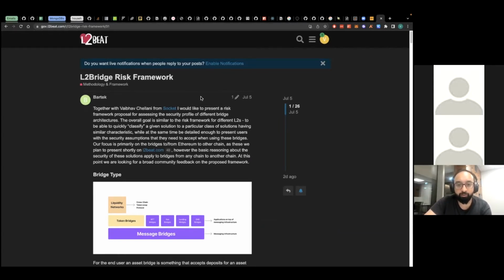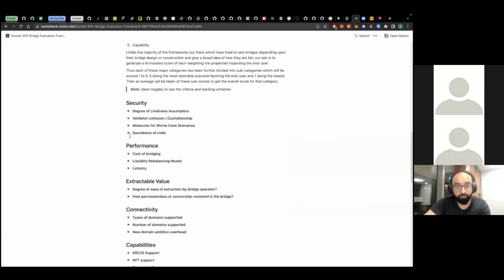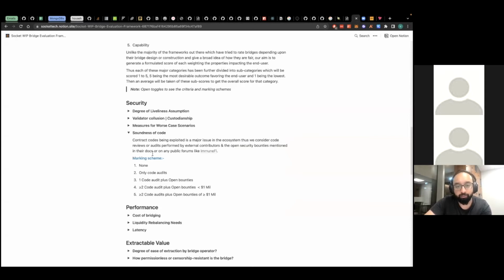What did you look at when measuring soundness of code? Yeah, it's pretty vague, to be honest. On our end, let me show you how we thought about this. So there we go. It was basically things like number of code audits, number of open bounties, and the dollar values for those. I know this is probably not that accurate, but a lot of bridges don't rate 5 right now, I think 90% of all bridges. So I think it's a pretty good proxy. And if people actually try to do this, we would be in a slightly better position.